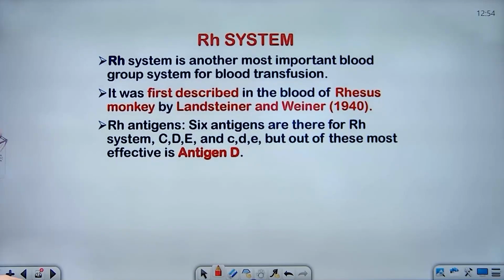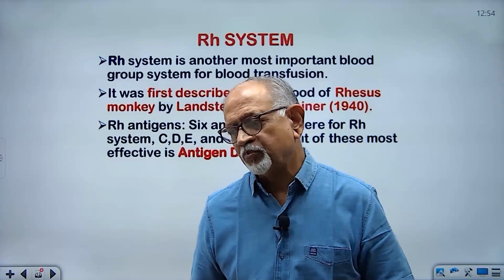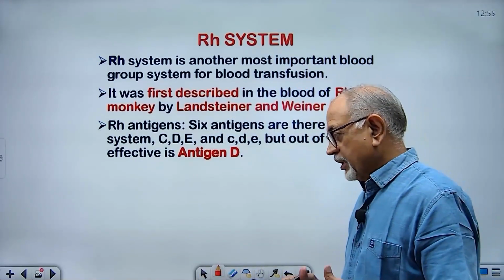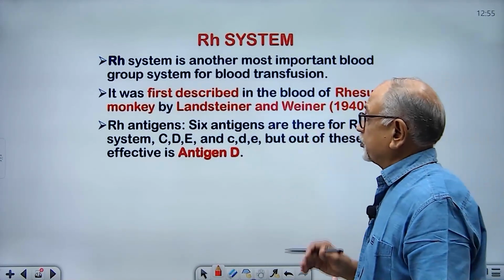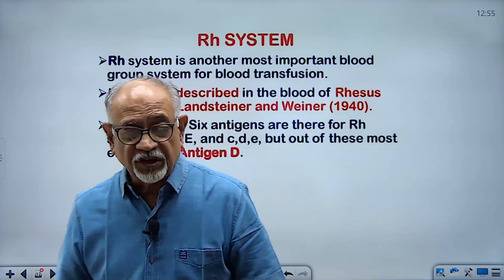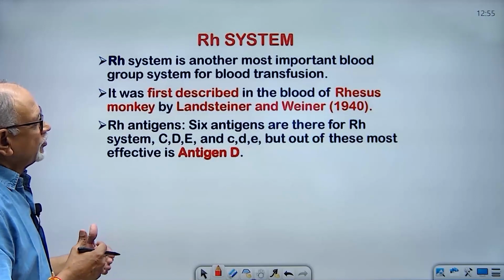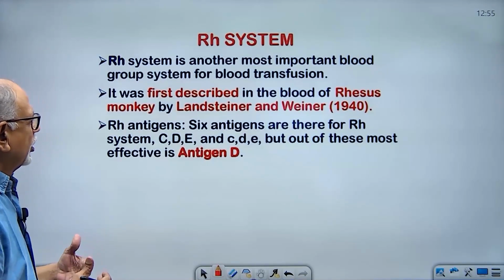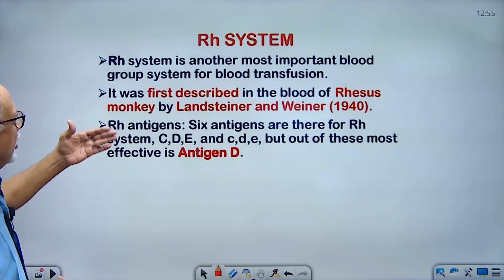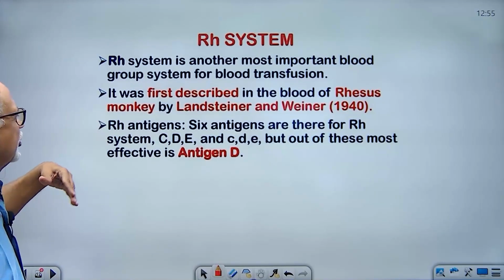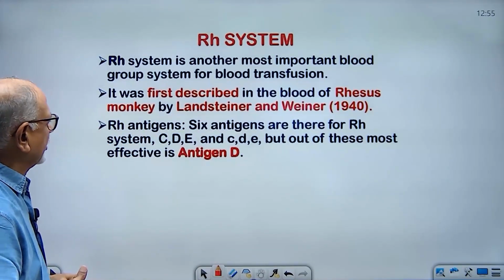Now the second system, which is very important for blood transfusion and genetic purposes also, is the RH system. This is due to a factor which is found on the RBCs, popularly called antigen D. It was first described in the rhesus monkey by Landsteiner and Wiener in 1940.